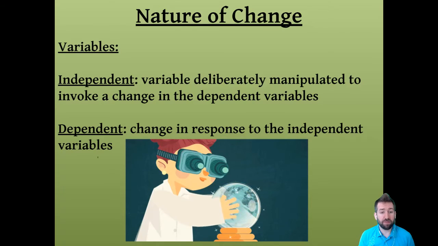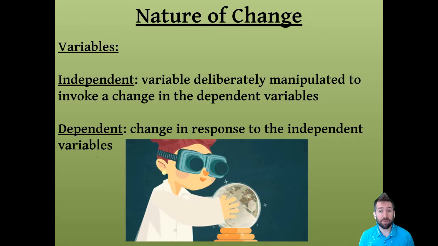So independent variables. The variable that is deliberately manipulated to invoke a change in the dependent variable. So in an experiment, it's the thing that you are actively changing. If you wanted to see the temperature change on how fast you're breathing, you would be controlling the temperature. So that would be the independent variable.